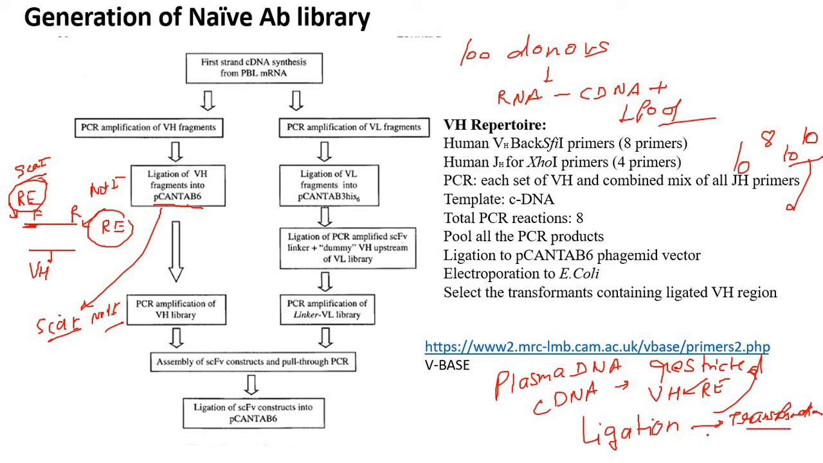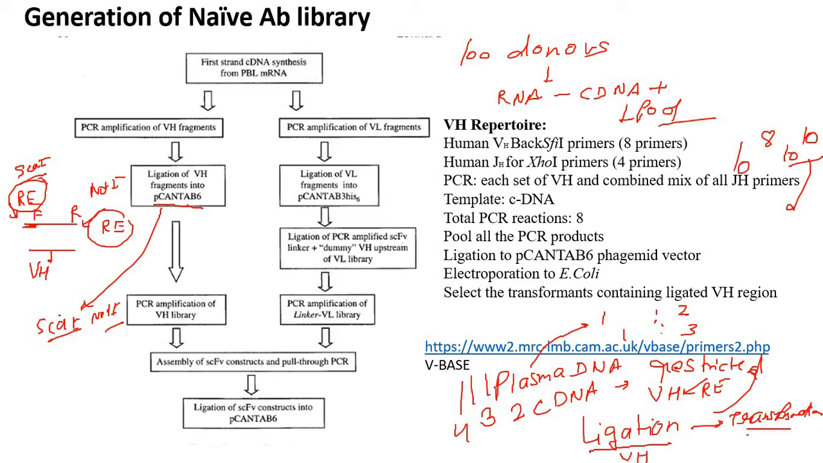While performing the transformation, you have to be sure how much ratio you can use. You can try 1:2, 1:3, or 1:4. Based on this, you will do multiple transformations and see in how many cases you are getting a higher number of transformants containing your ligated product, meaning your variable region along with the plasmid DNA.